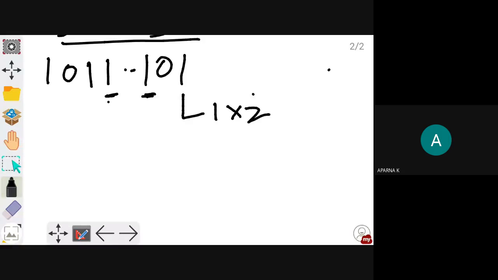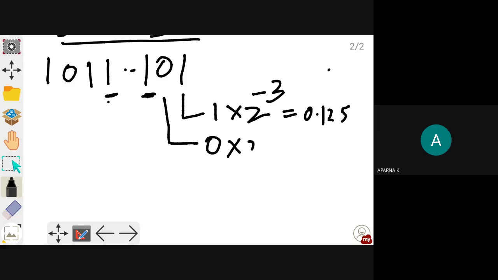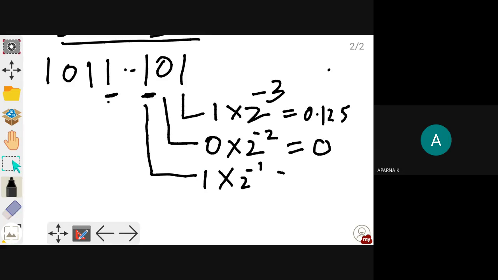So 1 into 2 power minus 3. So 2 power minus 3 can be written as 1 by 2 cube. So value of that will be 0.125. And the next will be 0 into 2 power minus 2, whereas anything multiplied by 0 will be 0. Then 1 into 2 power minus 1, so that is 1 by 2, value is 0.5.